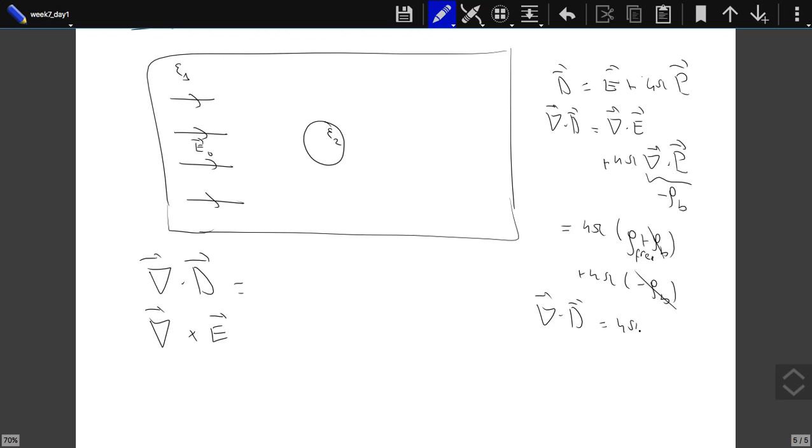So if we add 4 pi times minus rho B, they just cancel. This rho we can also call rho free. Sometimes in some books it is called rho free to avoid any confusion. So the divergence of the displacement field is 4 pi rho free. Free meaning that it's us that put it over there. Rho B is the charge created by the displacement, by creating the polarization.